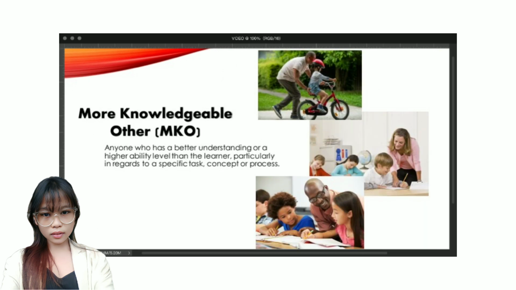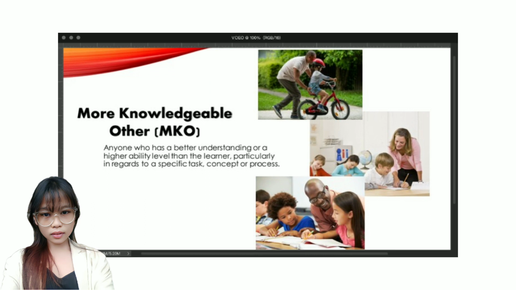Okay, so moving on, we have the more knowledgeable other or the MKO. MKO is defined as anyone who has a better understanding or a higher ability level than the learner, particularly in regards to specific tasks, concepts, or processes. So in here, we have a person who has skills and knowledge that we don't have, and someone who would guide our development, like the one who teaches and guides us into learning something new. And this includes parents, friends, teachers, relatives, and our bosses, like what I have talked about earlier.